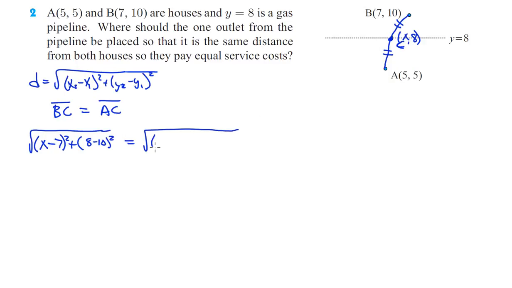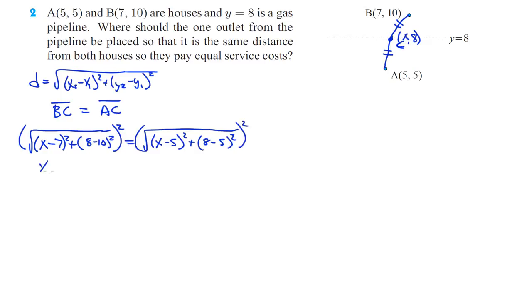So let's go x minus 5 squared plus 8 minus 5 squared. Okay, these two distances have to equal each other, so now all we have to do is just solve this. So looking at this here, the thing that I'm not a big fan of is that they both have square roots. So to get rid of a square root, I'm simply just going to square both sides.